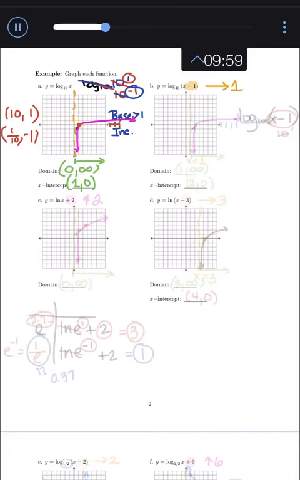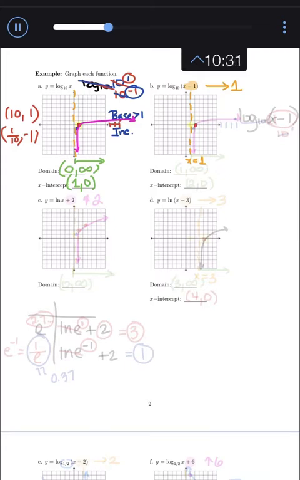Well, our asymptote is normally at 0. Well, it's going to get shifted to the right one, so instead of being at 0, it's going to be at x equals 1 instead. Our point that we normally start with is normally at (1, 0). It's also going to get shifted to the right one, so now it's going to be at (2, 0).